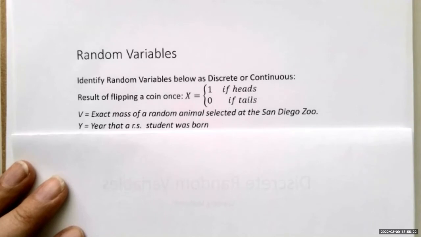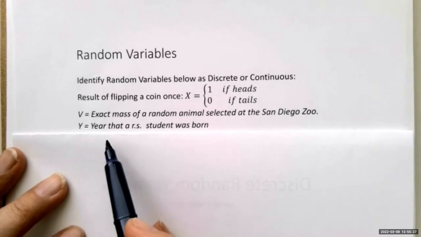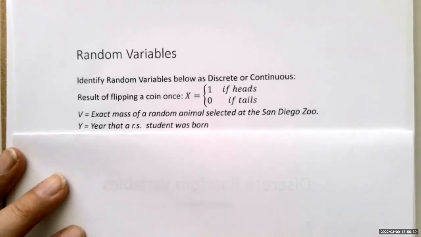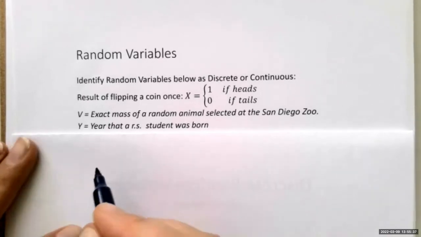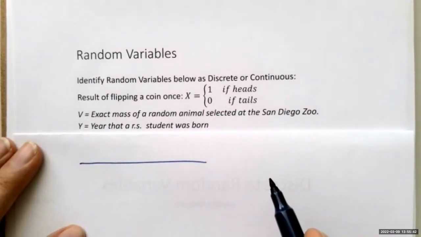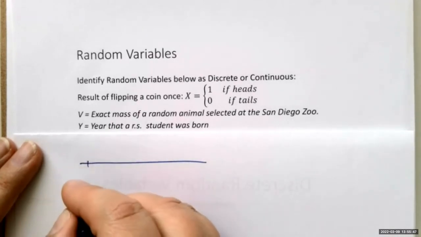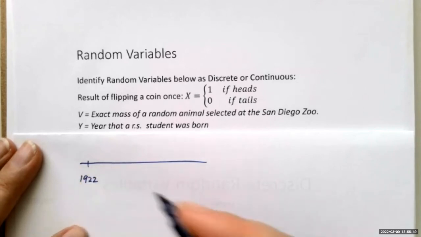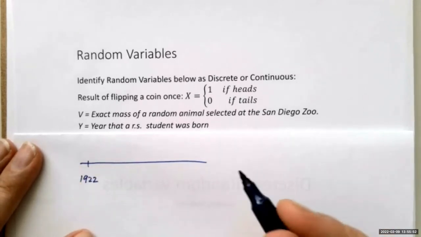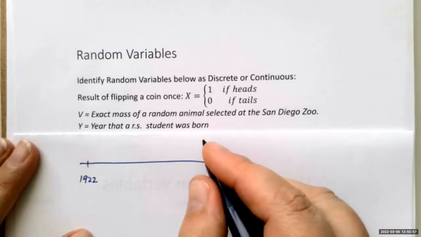The next variable that we will discuss is variable y, which represents the year that a randomly selected student was born. Okay, so we're talking about a population of students, and let's see. Let's say we could have a number of years between, how about 1922, that student would be 100 years old, but hey, if they want to come to college, they're welcome.